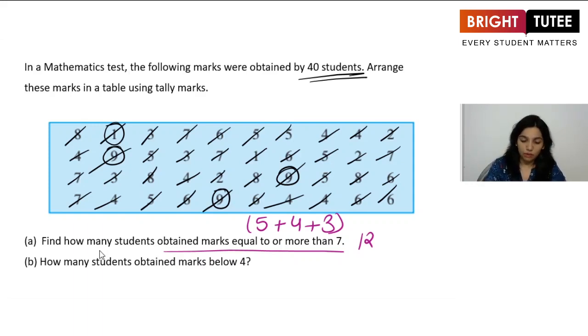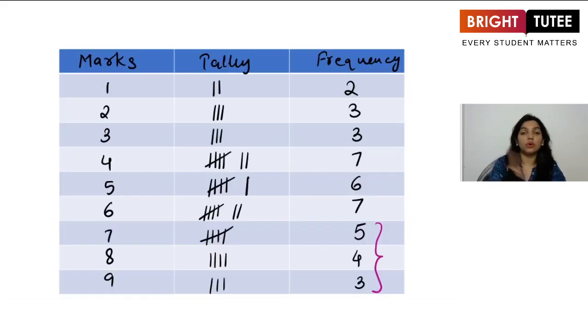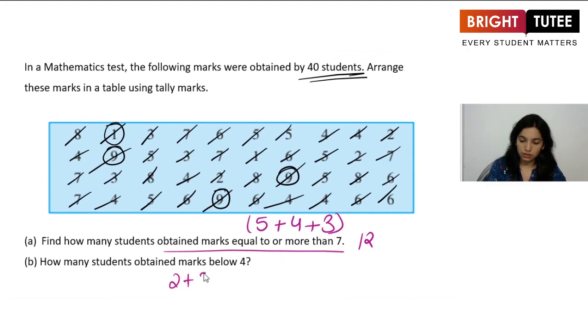Okay. So how many students obtained marks below 4? So below 4 means you are not going to include this 4 here. You need to just check for the students that have secured 1, 2 and 3. Okay. So it's 3 plus 3 plus 2. So let us write it here. It is 2 plus 3 plus 3. I hope this is what it is.